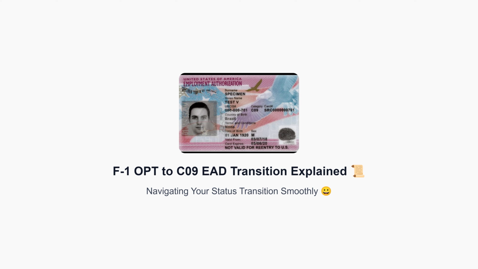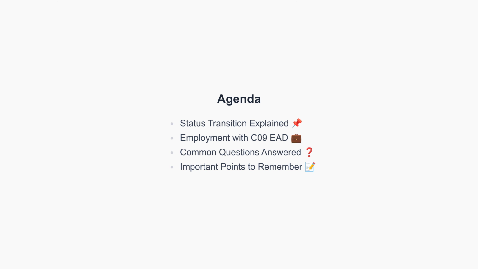Welcome to this video, where we'll be navigating the transition from F-1 OPT to C09 EAD. If you're on an F-1 visa and have filed for adjustment of status, this video will help clarify your obligations and opportunities. Here's what we will be covering in this video. We'll first explain the status transition, discuss employment possibilities with your C09 EAD, answer common questions, and then wrap up with some key points you need to remember.